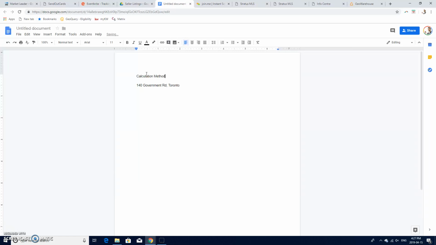This is for cases where it is difficult to look for comps and we're having trouble pricing a property on a drive-by basis. So here's a subject property. We're going to use this as an example.